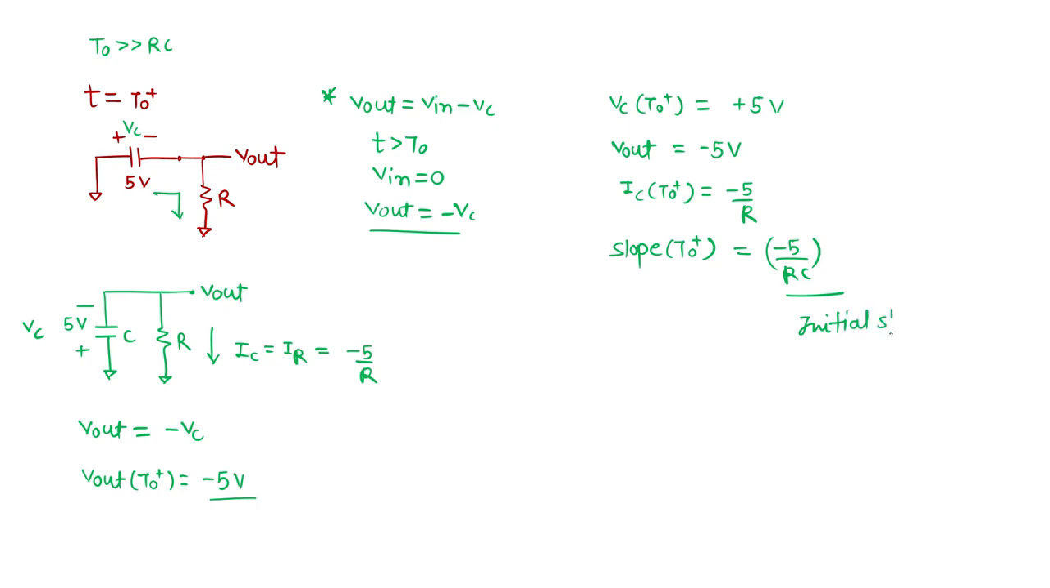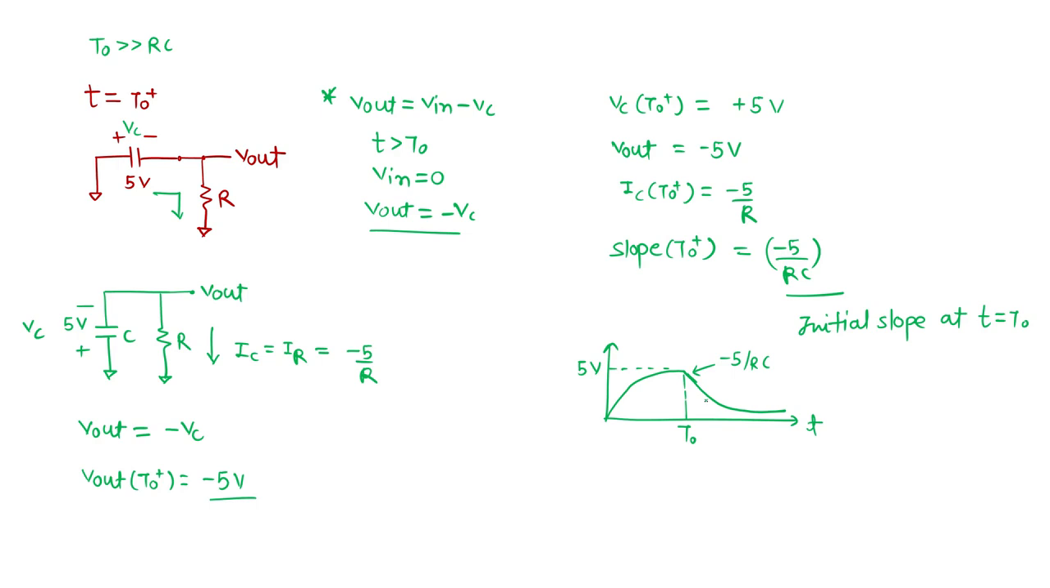Initial slope at t equal to t naught. So I have seen my capacitor reached 5 volt like this. Let this be my t naught instant. After that, with the initial slope, which I call again minus 5 by RC, it will decrease, and it will reach 0. So this is happening.